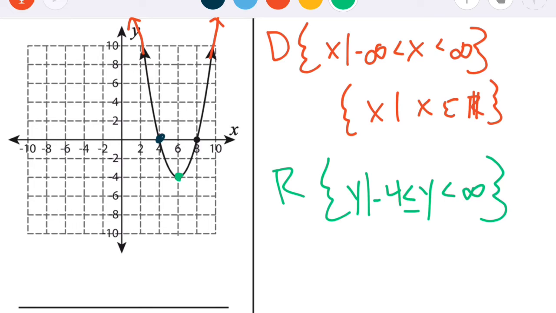The other way you could write it is just simply y is greater than or equal to negative 4. That tells us that anything greater than or equal to negative 4 on the y-axis will be included in this graph.